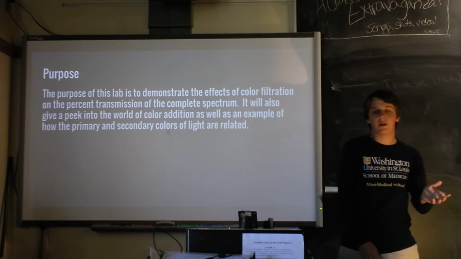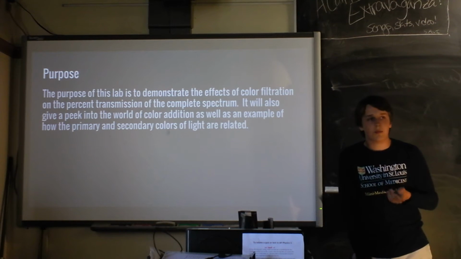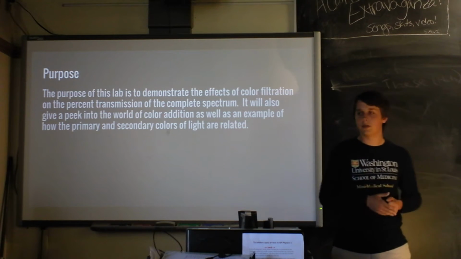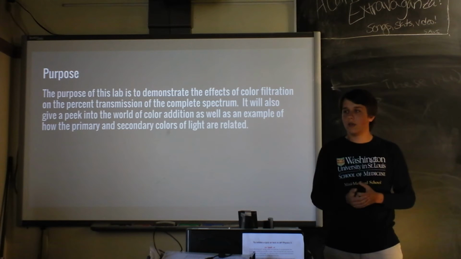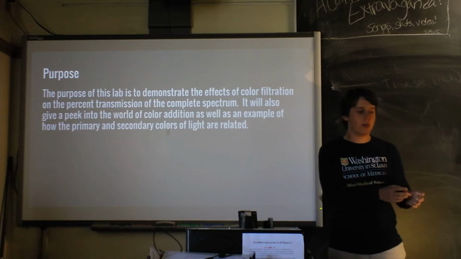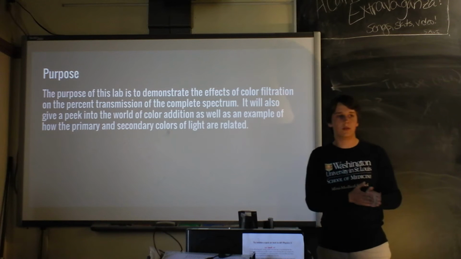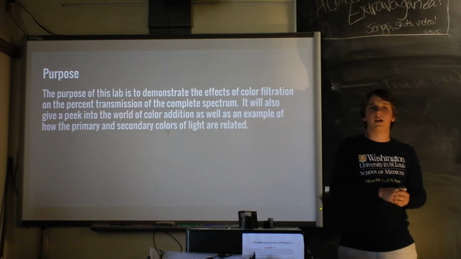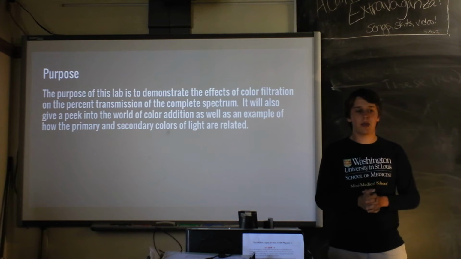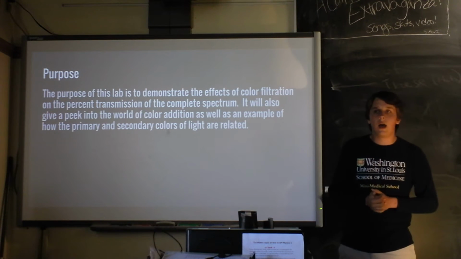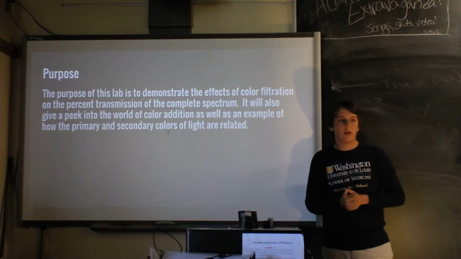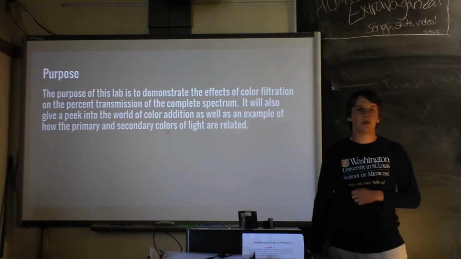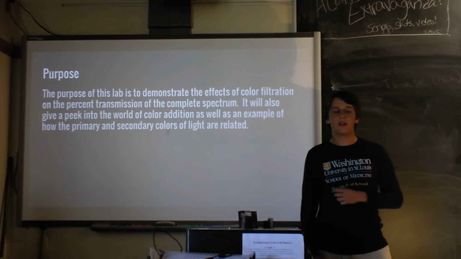And I did that, but I replaced the monochromator and the light intensity sensor that I was going to use with a spectrophotometer, which is basically a little black box that does everything I would have been previously doing, just more accurately, and it's a lot easier to set up. But because I did that, I drastically shortened my lab, and I needed to add more parts, so I added in color addition as well as the primary and secondary colors of light. The primary colors of light are red, green, and blue, and the secondary colors of light are cyan, yellow, and magenta.